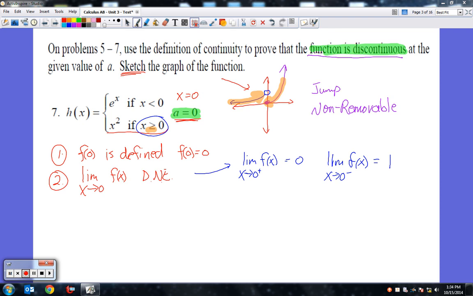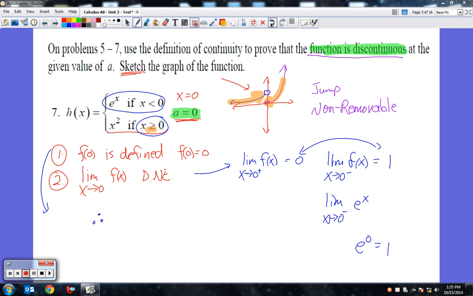Because we're saying the limit of e to the x as x is approaching 0 from the left is basically just plugging in e to the 0, which is equal to 1. Obviously, 0 and 1 do not equal each other. That's why the general limit does not exist. So we're proving that the function is discontinuous for the simple fact that our theorems don't hold. These rules don't hold because the second condition is automatically false. So it's going to be discontinuous. You don't even have to go on.